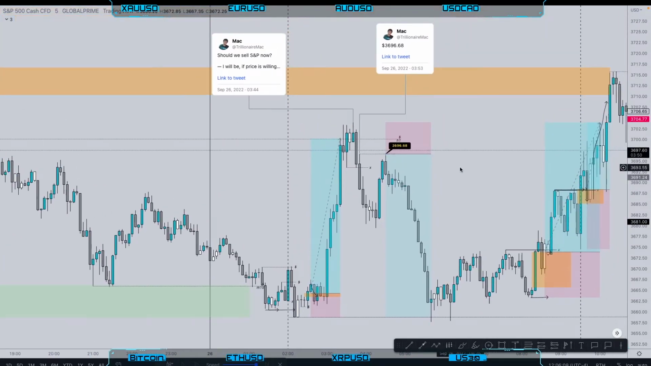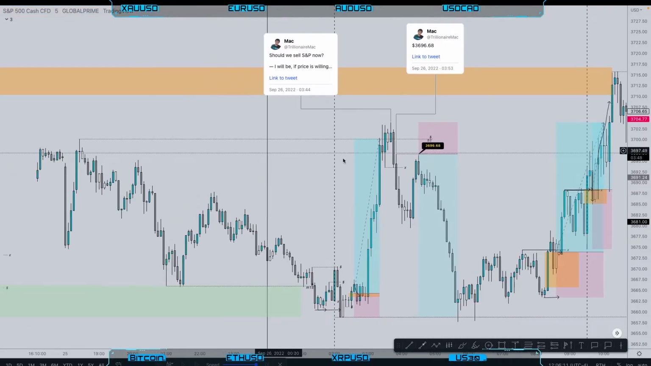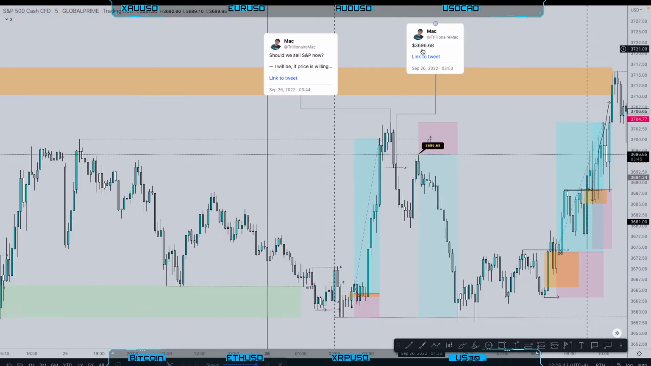Now for the sell opportunity, I did not get into the sell opportunity. I was trying to. This was my sell limit here, but we're going to go over why I was not tagged in.